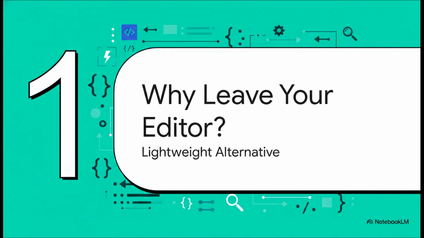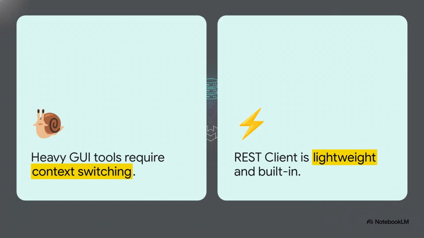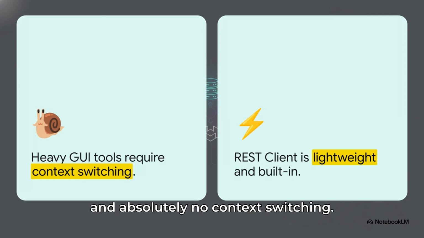All right, section 1, why leave your editor? The case for a lightweight alternative. You know the drill with those heavy GUI tools. They force you to create syncing accounts, manually export collections just to share them with your team, and constantly pull you away from your actual code. It's a hassle. But the REST client approach, it is a total game changer. Your API requests are literally just plain text files, version controlled right alongside your code. There's zero syncing required, no separate app to launch, and absolutely no context switching. The beauty of it is that your tests evolve exactly as your code base evolves.